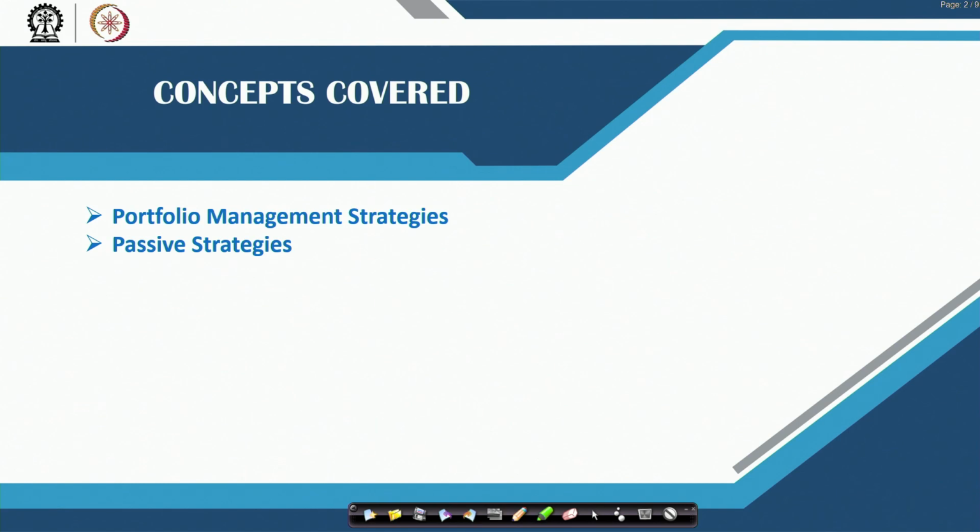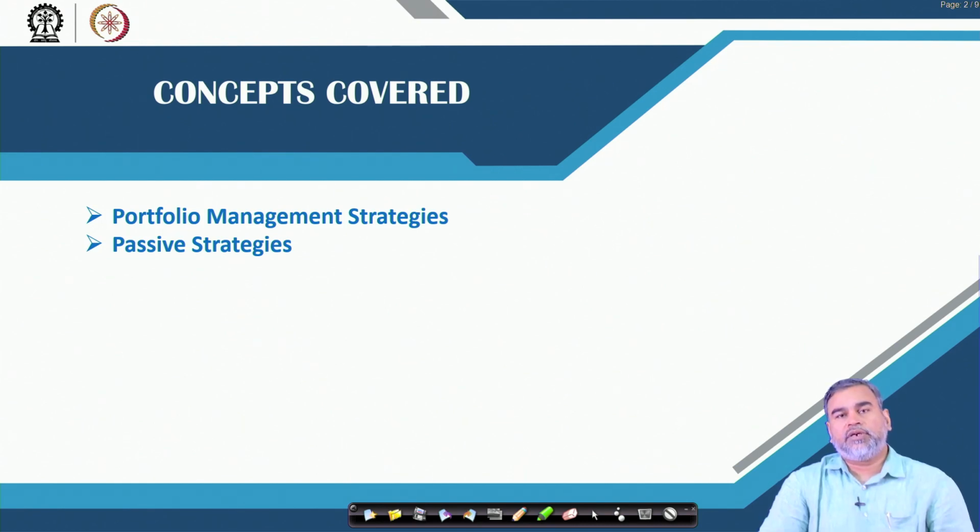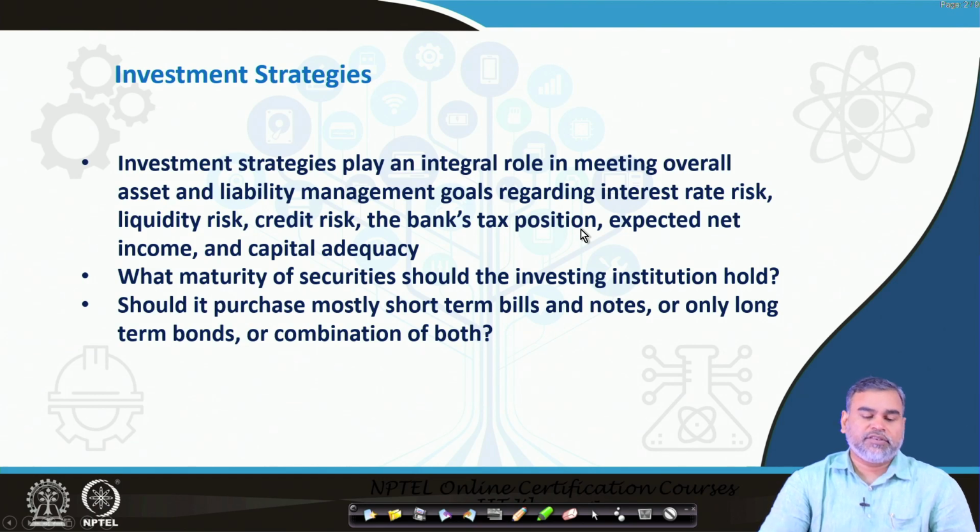So, in today's session we will start the discussion on portfolio management strategies. What are the different broad strategies the commercial banks adopt while formulating the portfolio, and we also have to see specifically one type of strategy, that is, passive strategies. What are the different types of passive strategies the commercial banks use whenever they construct the portfolio for their investments? Whenever we talk about the investment strategy, what is it all about?